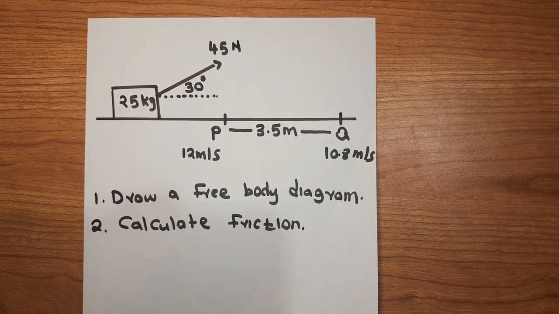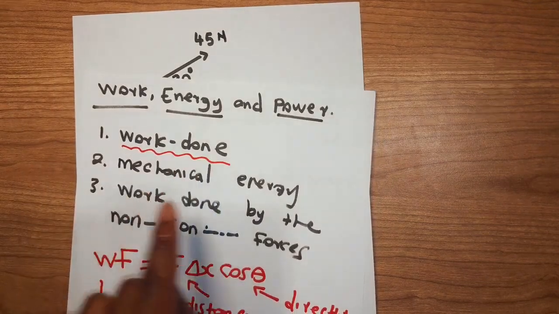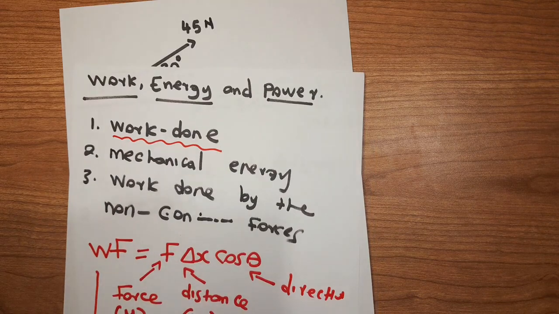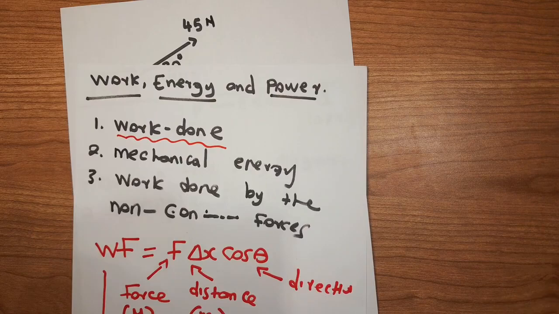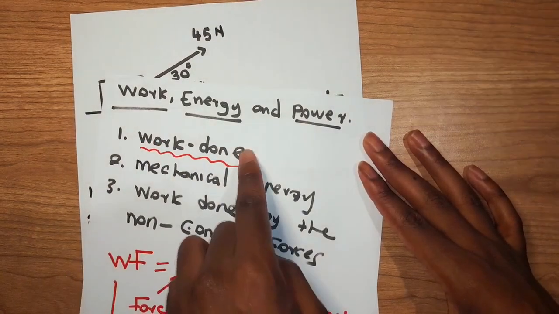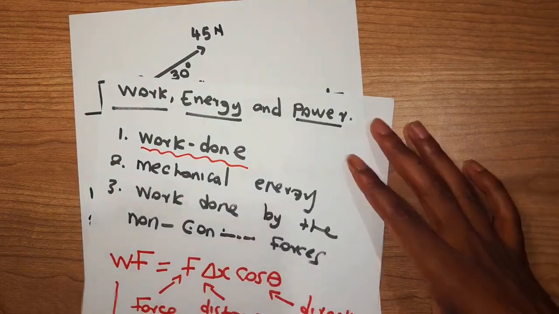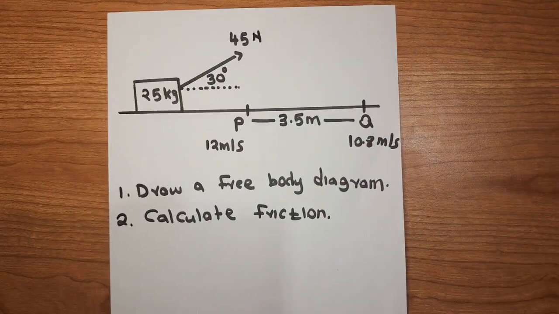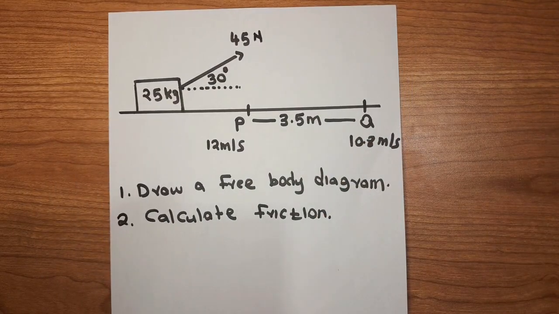So we will be moving forward with work done. Remember, we've got three things that we will be focusing on: work done, mechanical energy, work done by non-conservative forces, and also other things such as pendulums. But currently, we are dealing with work done. When we go to mechanical energy, I'll tell you. The formula I've shown you in the previous video is how work done actually works. So in this video, I will be discussing more about work done so that you can understand how it works.